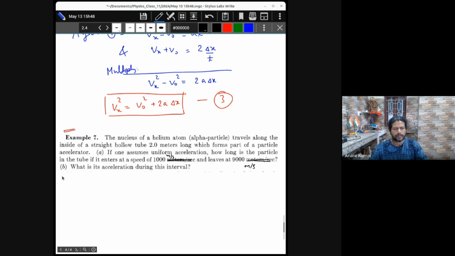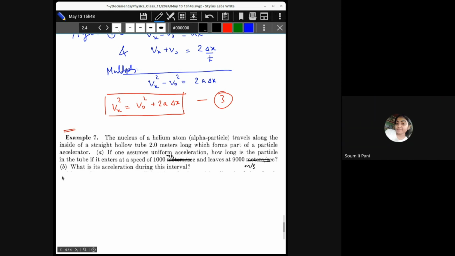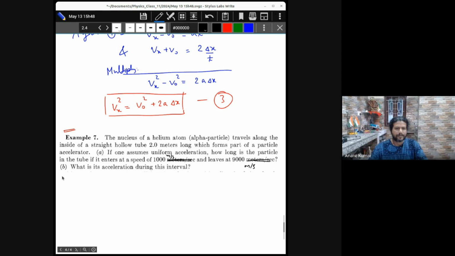Has anyone done it yet? Not very difficult. Yes sir, it's done, but I cannot understand the question. Like, what is the meaning of particle accelerator? Oh, it doesn't concern us so much.